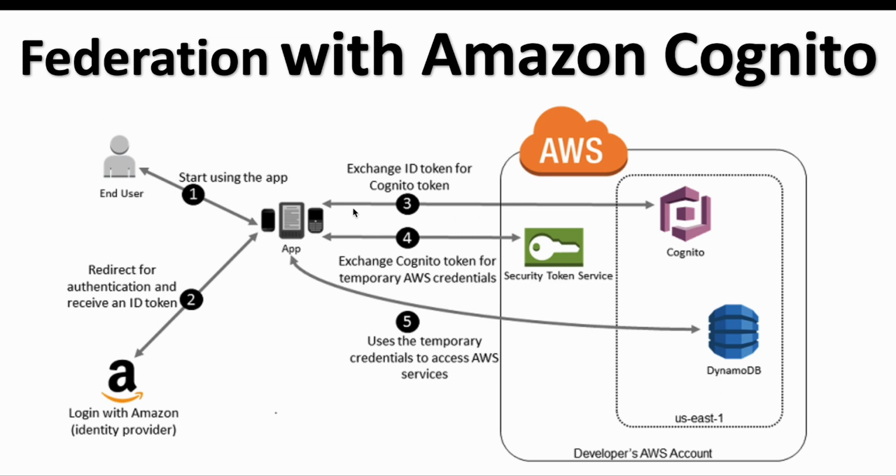The application will provide that temporary credential back to your AWS service, and that token will be used by the AWS service to provide access. During that time, it will check the authorization mechanism and figure out whether this particular user and credential has access to DynamoDB or an S3 bucket, and based on that, it will provide or deny the access.